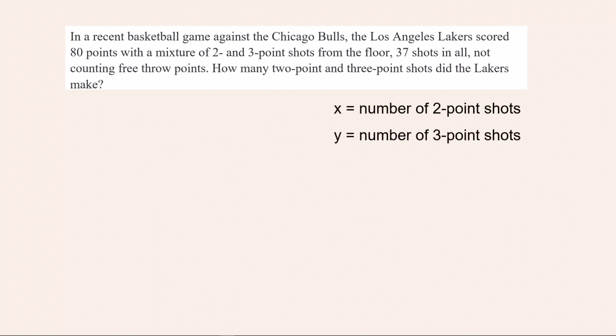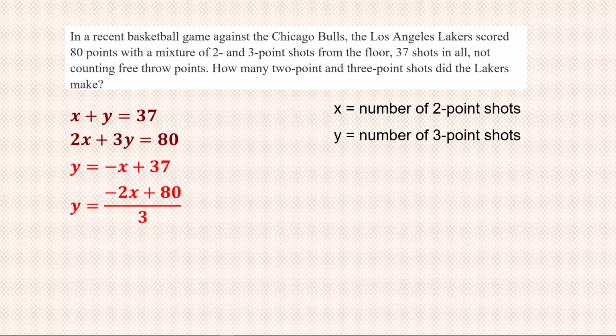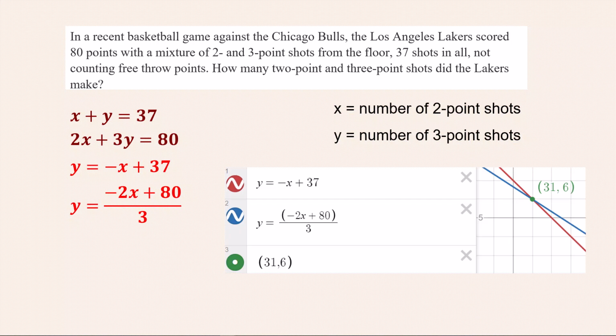We use x and y to represent the 2- and 3-point shots, with the first equation being x plus y equals 37, and the second equation the sum of the value of the shots, 2x plus 3y equals 80. We'll use graphing to solve this problem. First, converting both equations to slope-intercept form, solving each for y, and then graphing them in Desmos to see the two lines intersecting at the point 31, 6, representing 31 2-point shots and 6 3-point shots.